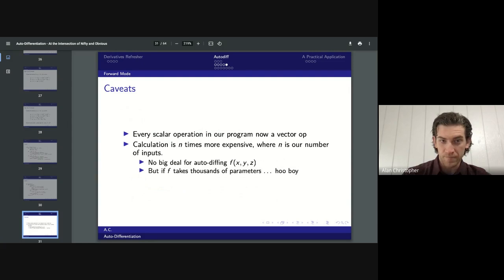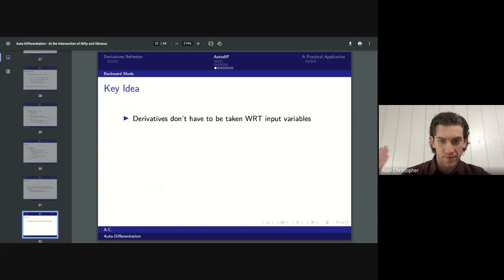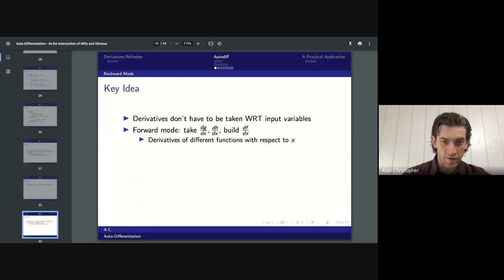And the key idea with backward mode is that we don't have to take derivatives only with respect to an input variable. If I have functions f, g, and h, and an independent variable x, then I can take df dx, I can take dg dx, and I can take dh dx. But I can also do things like df dg and df dh. So I'm not constrained only to having dx in the denominator, which is what forward mode does, right? We have various intermediate functions, all differentiated with respect to x, and then we build them forward to finally get to the function we care about, differentiated with respect to x.